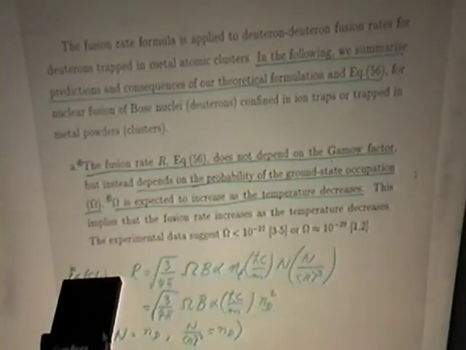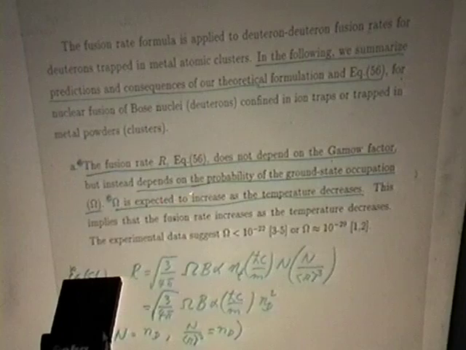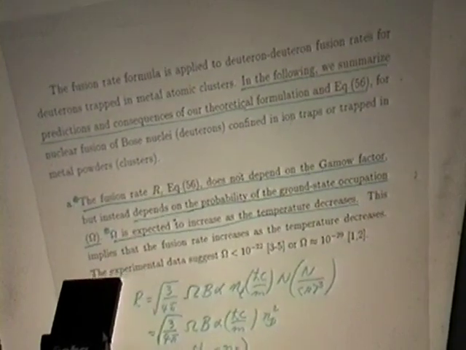Next point is that there are several predictions we can make. This is what I said before. Now, ground state probability is expected to increase as temperature decreases. This is completely opposite to the gamma factor at low energy. And of course, this needs to be tested from some experiment, and those numbers need to be modified as more accurate, reliable, reproducible data becomes available.